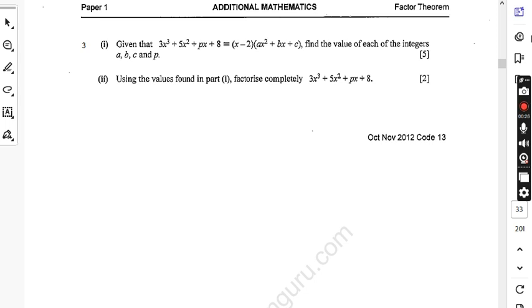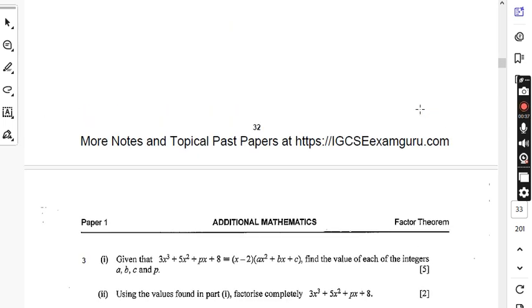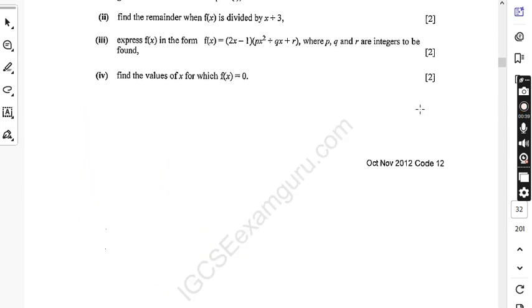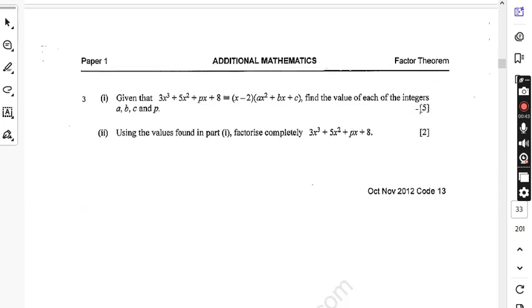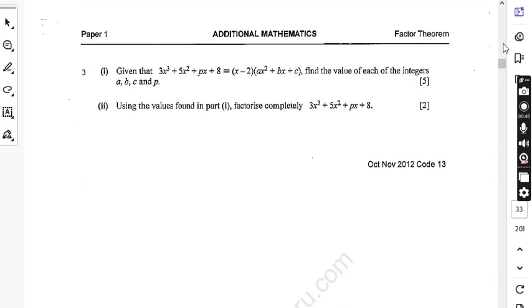Students, in last lecture we started past papers of factor theorems. We did question number 1 and question number 2 which came in May-June 2012 and October-November 2012. Today we are going to do two more questions from past papers. The topic is same, factor theorem, question number 3 and question number 4. Let's have a look at question number 3.